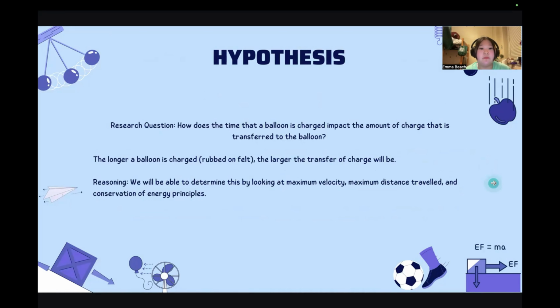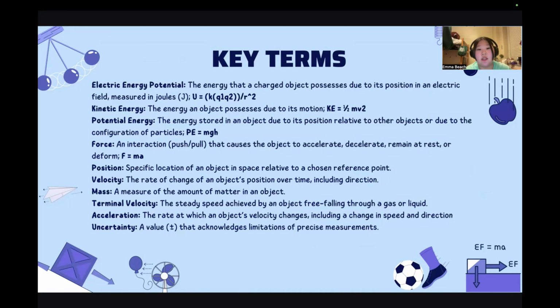conservation of energy principles. For our key terms, we have electric potential energy, which is the energy that a charged object possesses due to its position in an electric field, measured in joules. And this is the equation that we use to find the charges of our balloons later in our calculations. Kinetic energy, the energy an object possesses due to its motion, KE equals 1/2 mass times velocity squared, and we use that in our calculations.